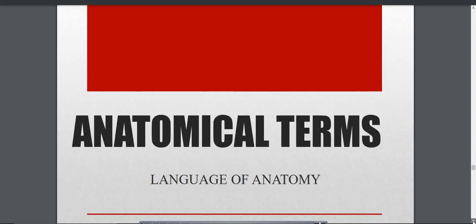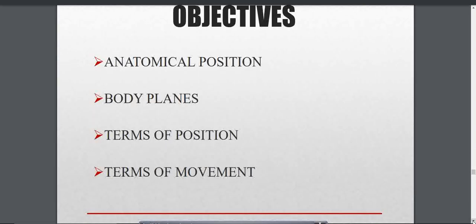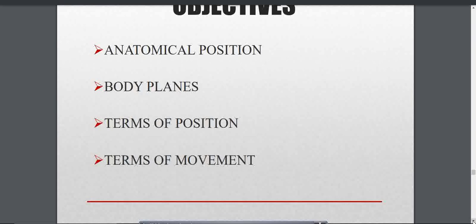Check until all the organs are formed at long last. And then anatomical terms come into play, that is anatomical position, body planes, terms of position. So you need to know anatomical positions, body planes, terms of position, terms of movement as well. Anatomical positions are very key in many basic formalities.